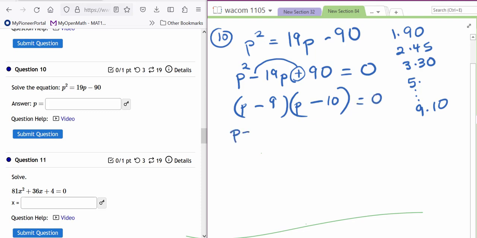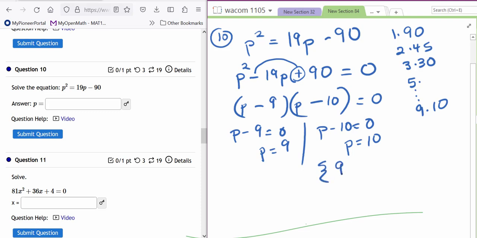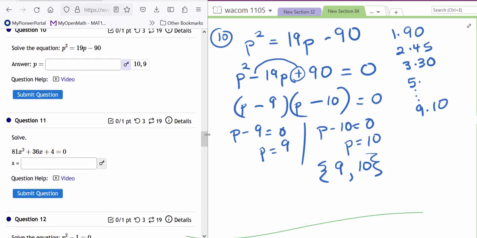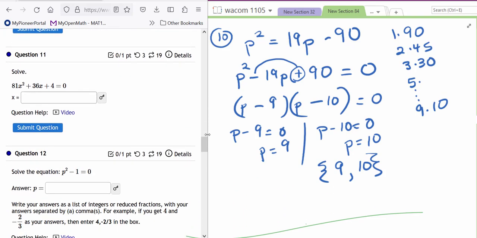And then you set each one equal to 0 and solve. So you're going to add your 9 and you're going to add your 10. So 2 answers. Right.